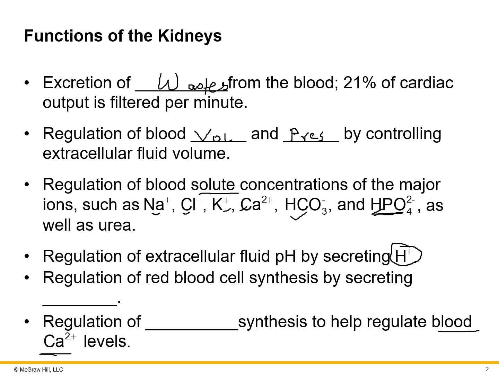So say you have temporarily excess calcium levels, so the kidneys are going to cause the excess calcium to be peed out. And if you have less blood calcium, or if you're calcium deficient, the kidneys are going to reabsorb that right into your bloodstream.